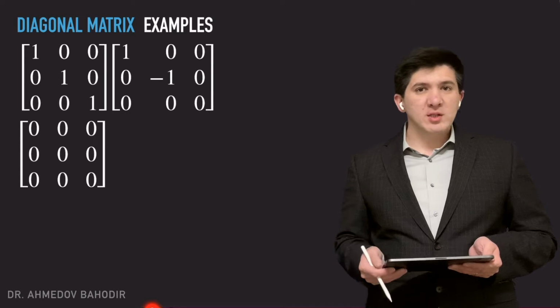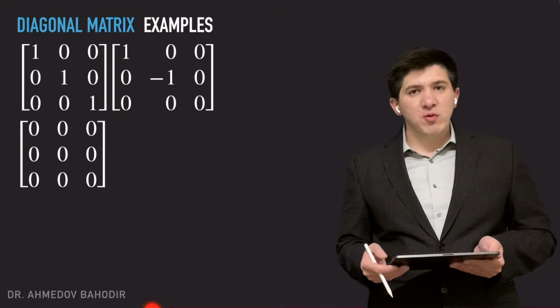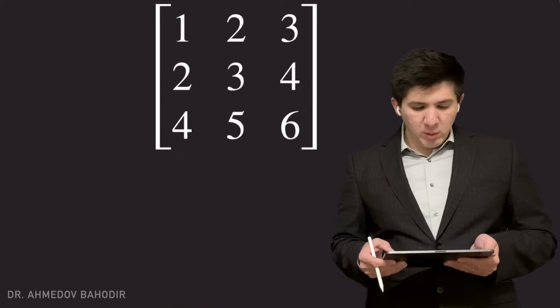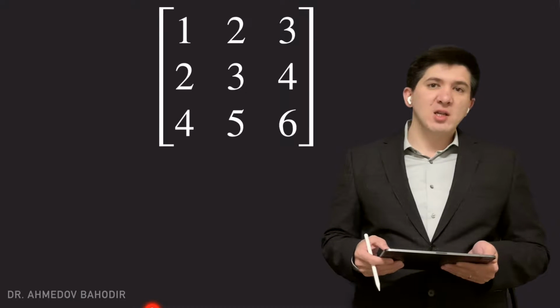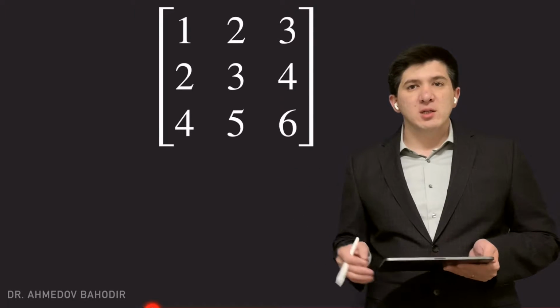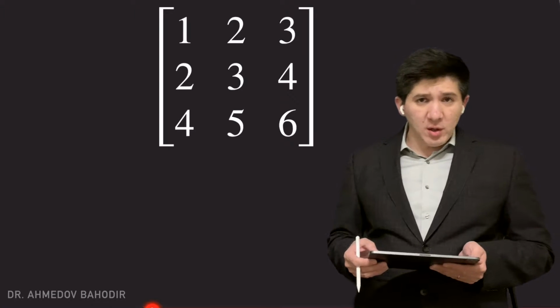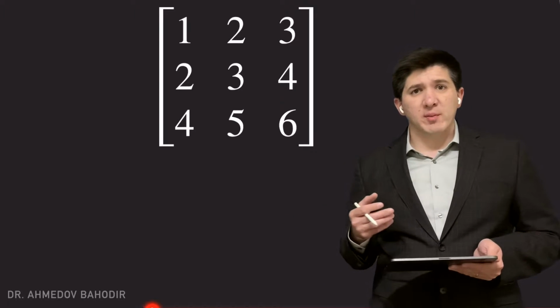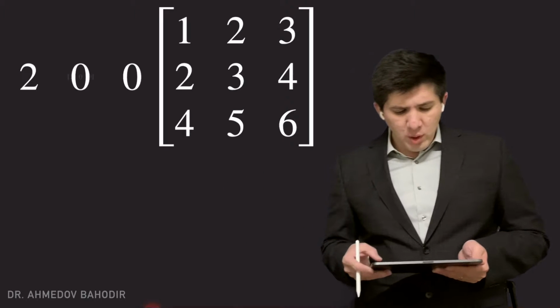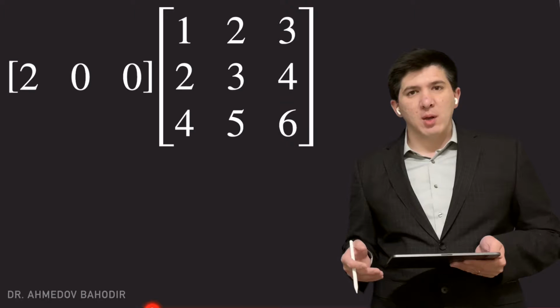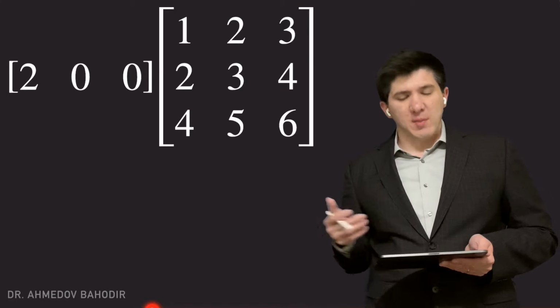In order to do this, I would like to remind you about the three elementary row operations. The first one was about the multiplication of a row by a constant, right? But before we do this, let's discuss the multiplication of a row into the matrix. So what happens when you multiply a row into the matrix?